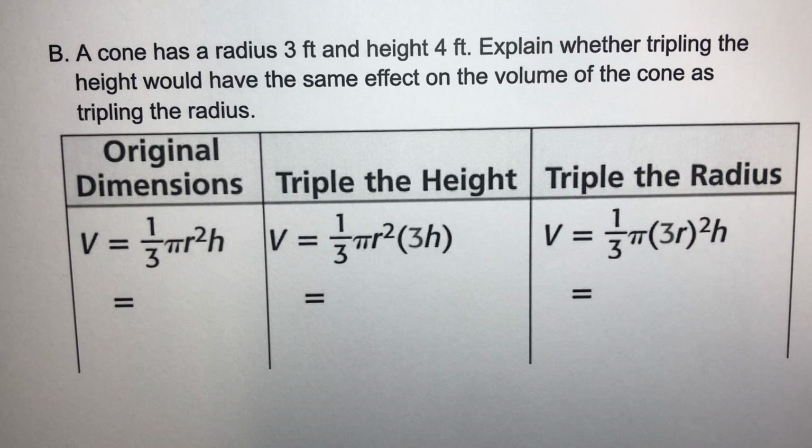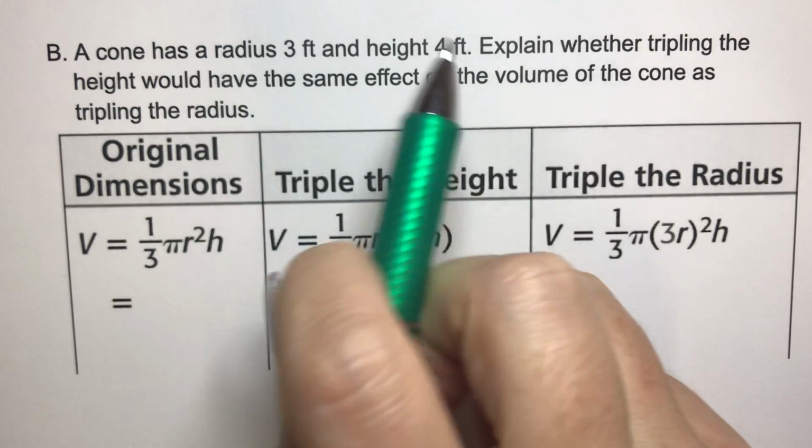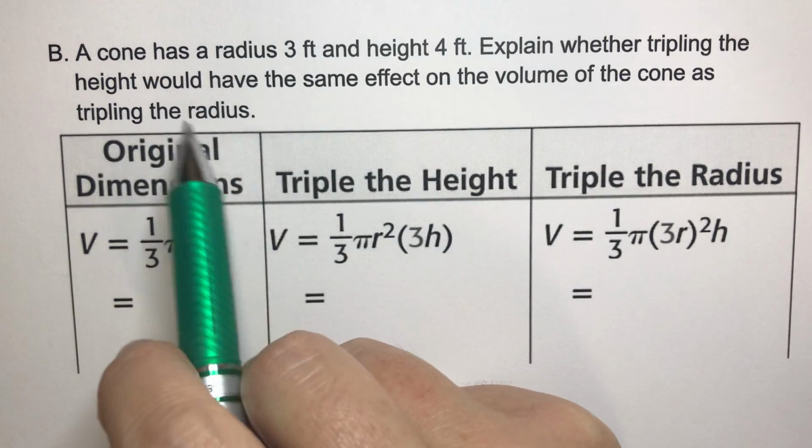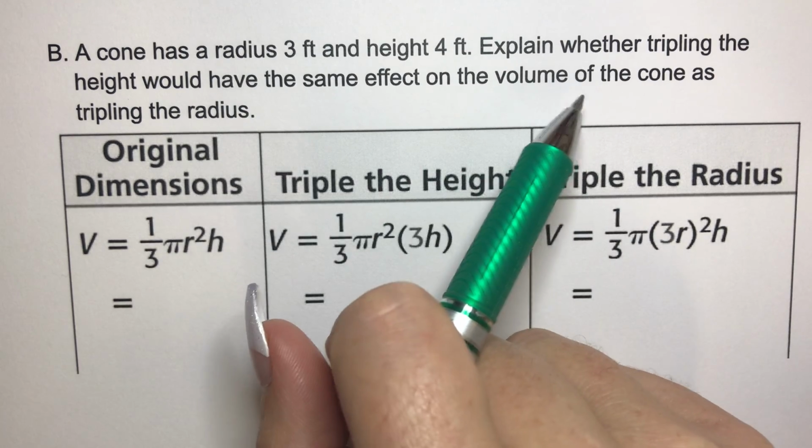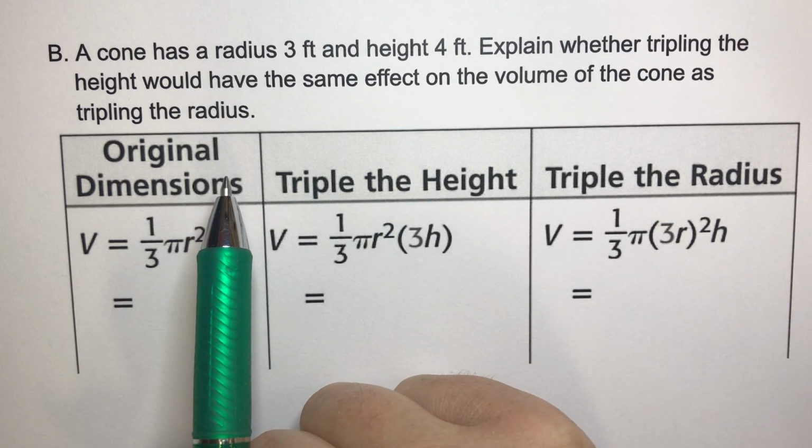Okay, let's see how you did. So it says a cone has a radius of 3 feet and a height of 4 feet. Explain whether tripling the height would have the same effect on the volume of the cone as tripling the radius.